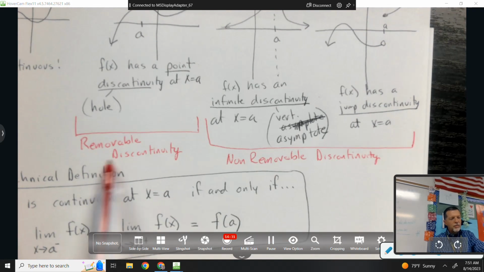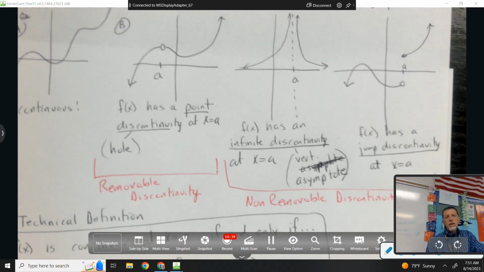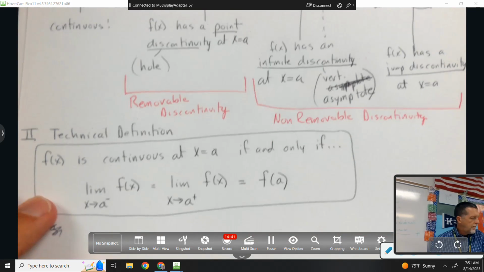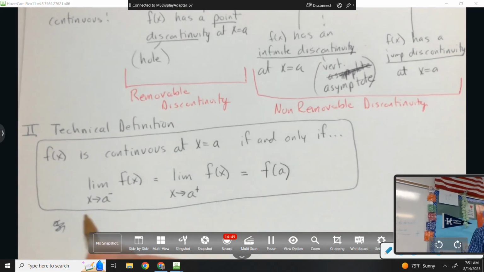Obviously, we kind of prefer the removable ones because you can fix them, and then you can work with whatever you need to work with. All right, let's do an example here, or several examples.